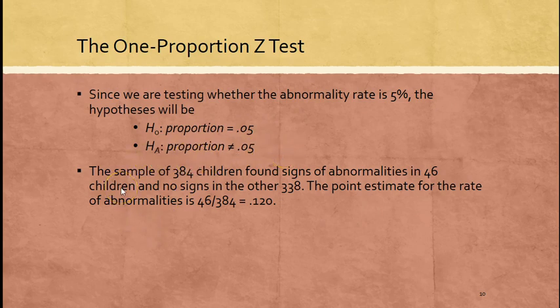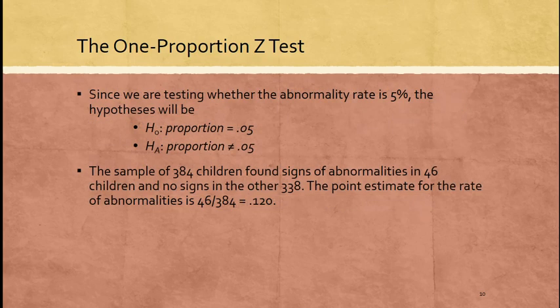The sample itself, there were 384 children, found signs of abnormalities in 46 of them, and there were no signs in the other 338. So the point estimate here in terms of the rate of abnormalities, 46 abnormalities divided by 384 children, the rate of abnormalities is about 0.12. So the point estimate is 12%.